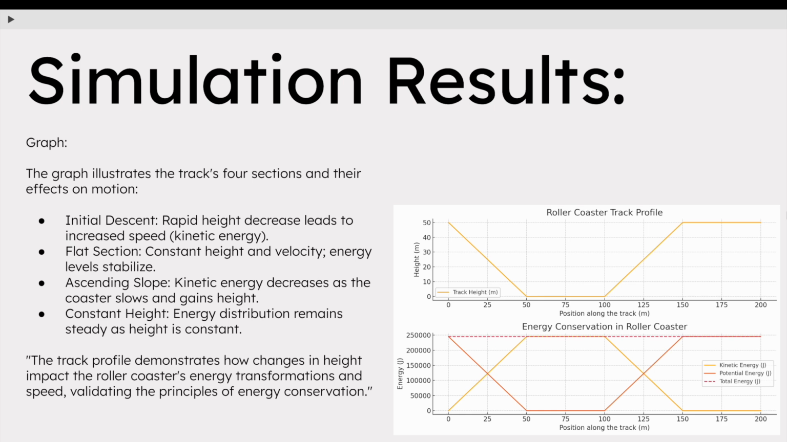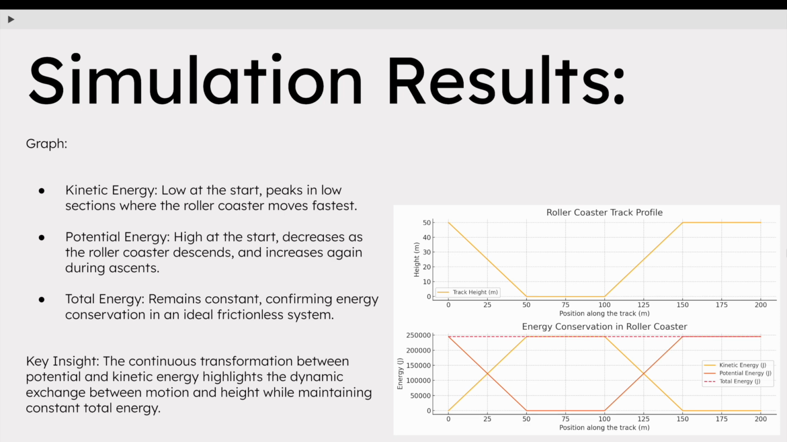Simulation results. The graph illustrates the track's four sections: initial descent, flat section, ascending slope, and constant height. The track profile demonstrates how changes in height impact the roller coaster's energy transformations and speed, validating the principles of energy conservation. Here are the other results with kinetic energy, potential energy, and total energy. We can see the continuous transformation between potential energy and kinetic energy, which highlights the dynamic exchange between motion and height while maintaining constant total energy.